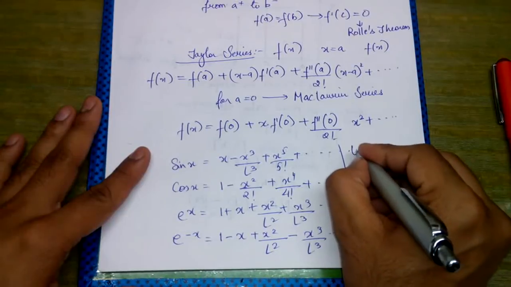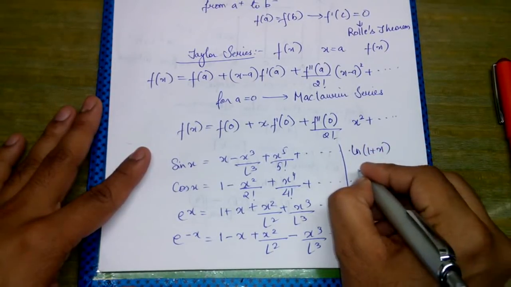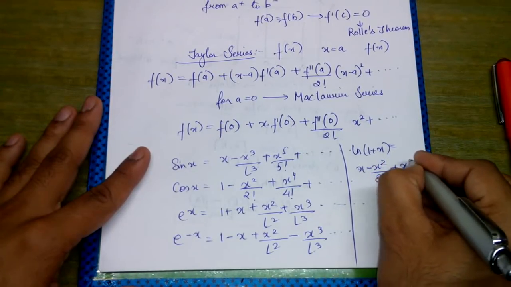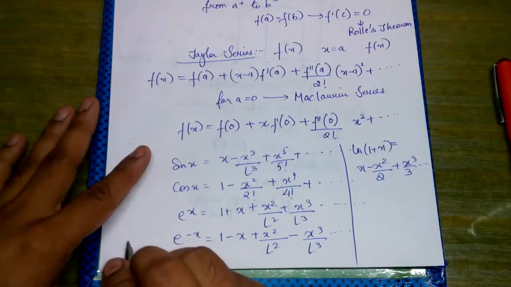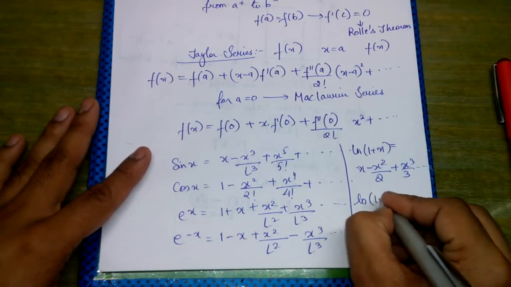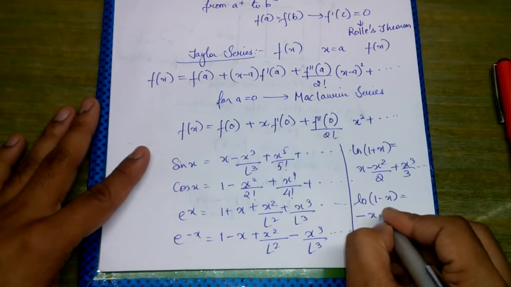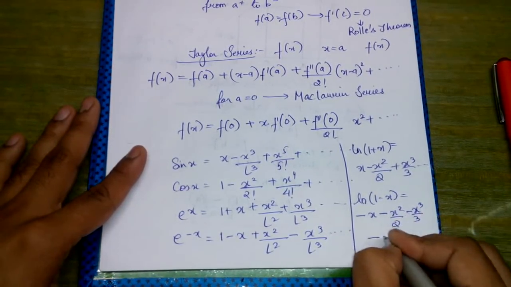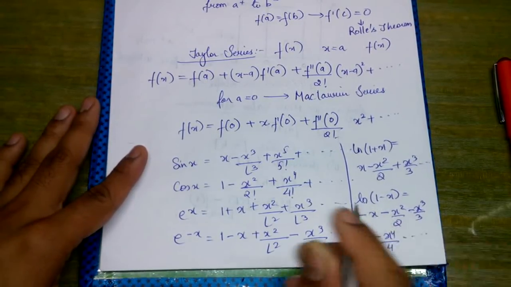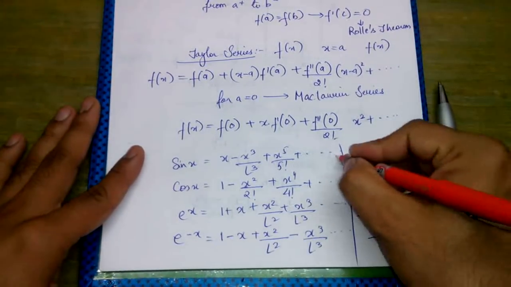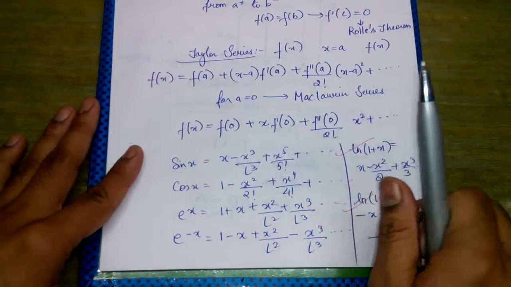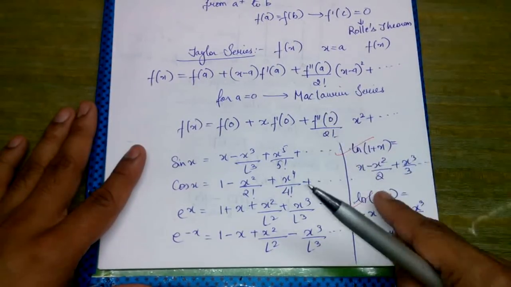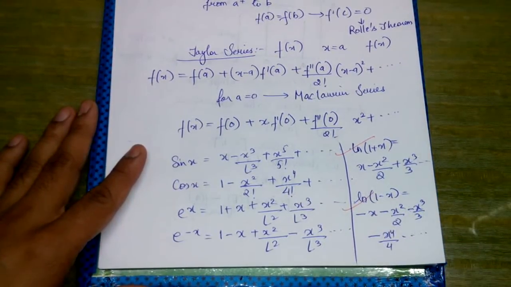Now another important series is ln(1+x). This is x minus x square upon 2 plus x cube upon 3 and so on. And ln(1-x) is minus x minus x square upon 2 minus x cube upon 3 minus x to the power 4 upon 4 and so on. So we have to remember these two series because they are very important, and the questions can also be directly asked: what is the formula for ln(1+x) expansion and ln(1-x) expansion.